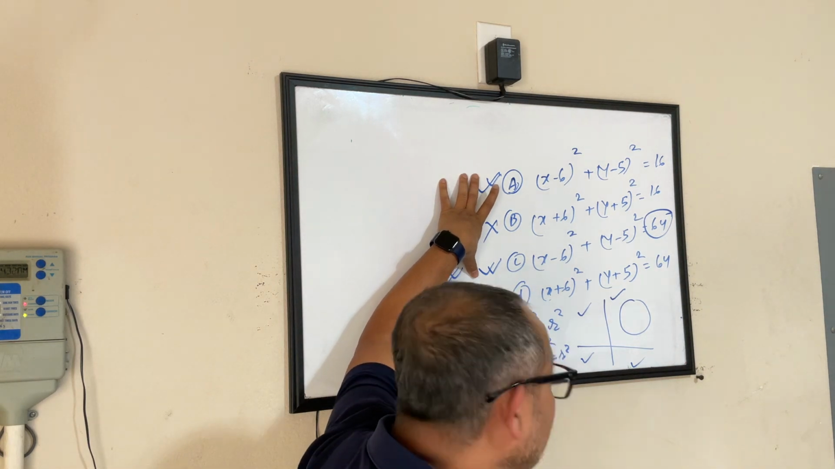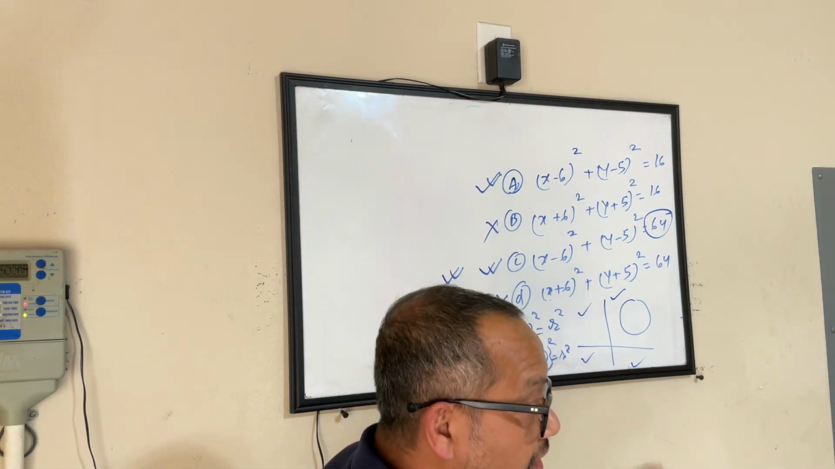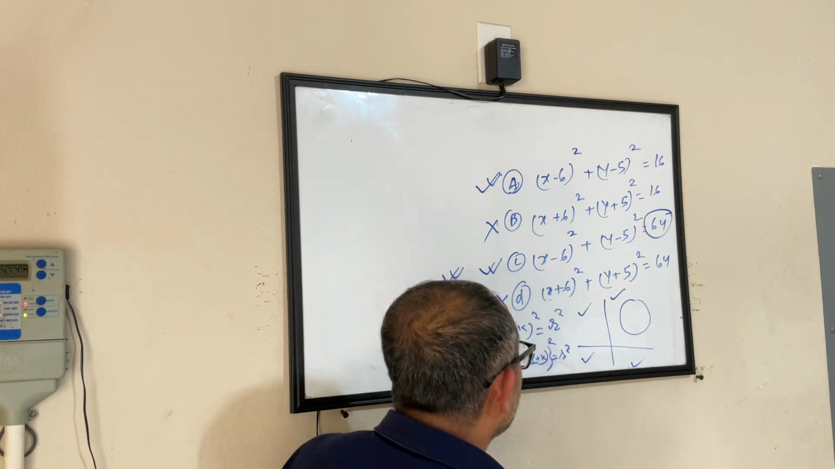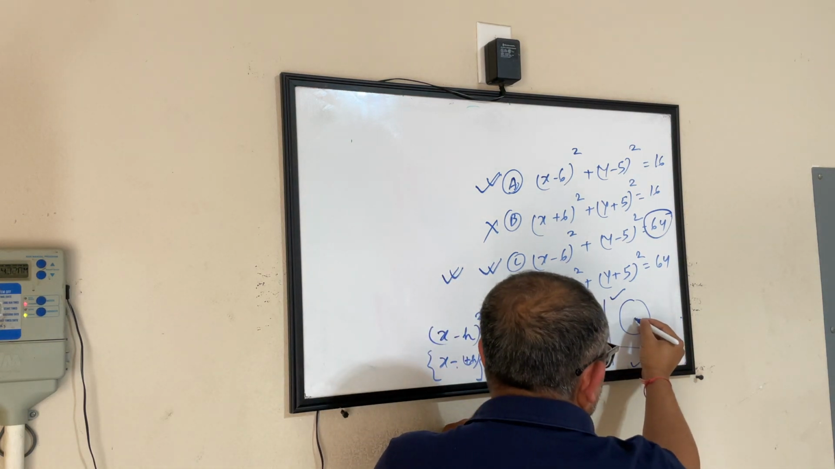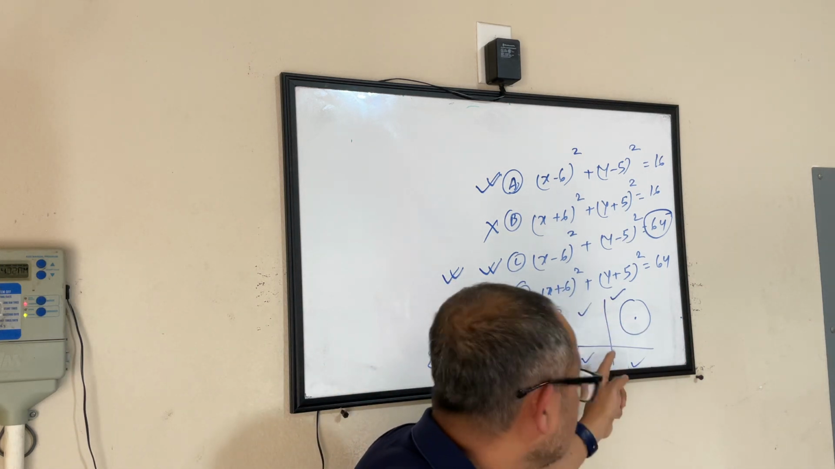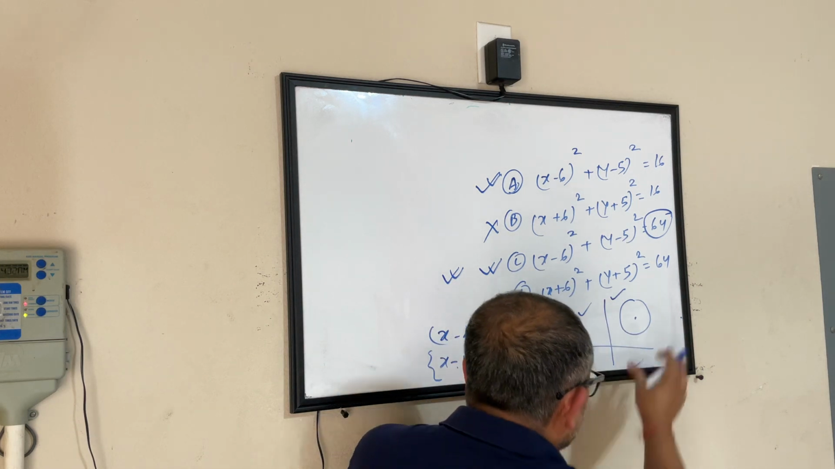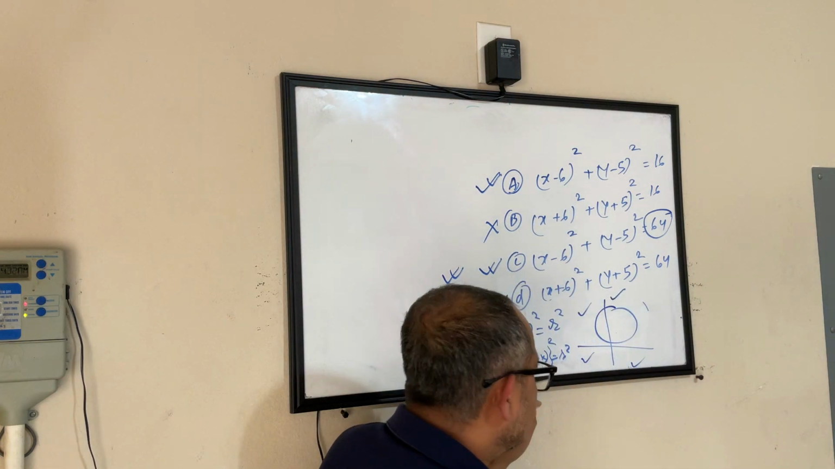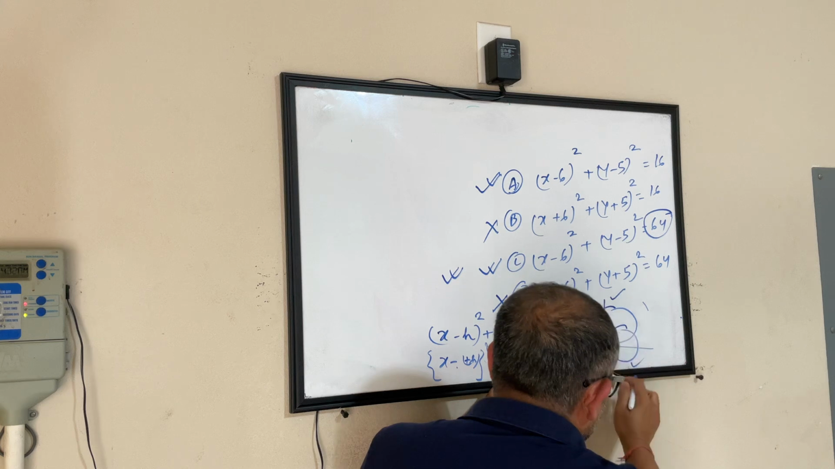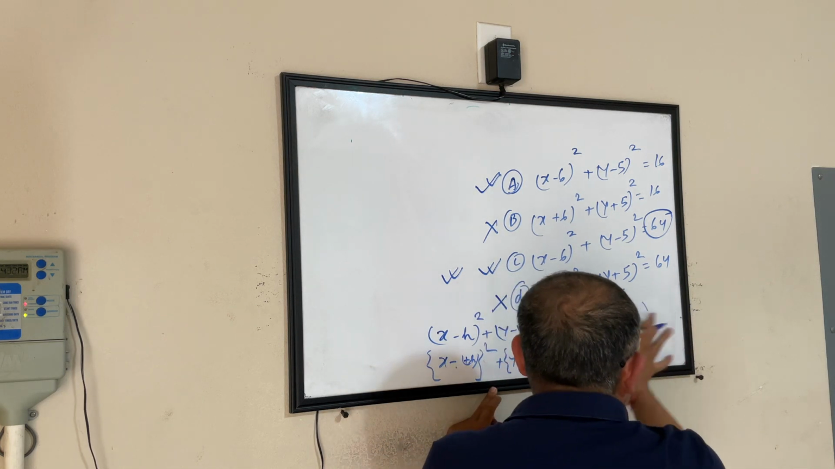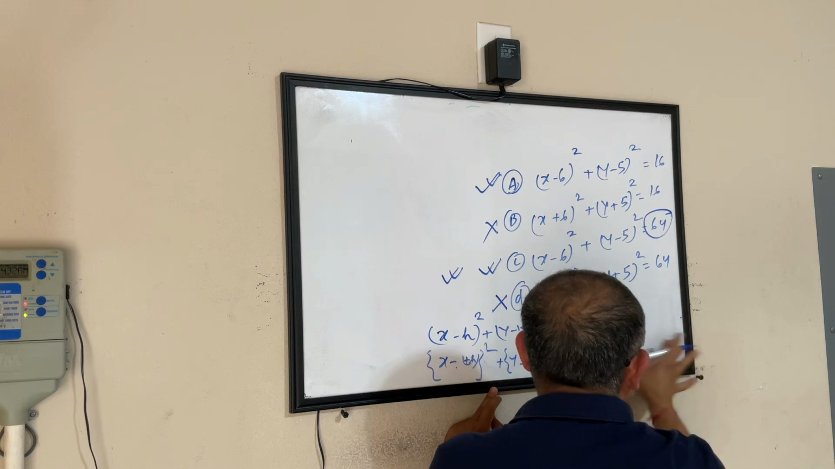But the other information that we had in the question was all the points of the circle are in the first quadrant. Meaning none of the x or y values could be negative. Basically, the circle cannot go beyond this, because if it goes here, y becomes negative, and if it goes here, x becomes negative. So it is all in the first quadrant.